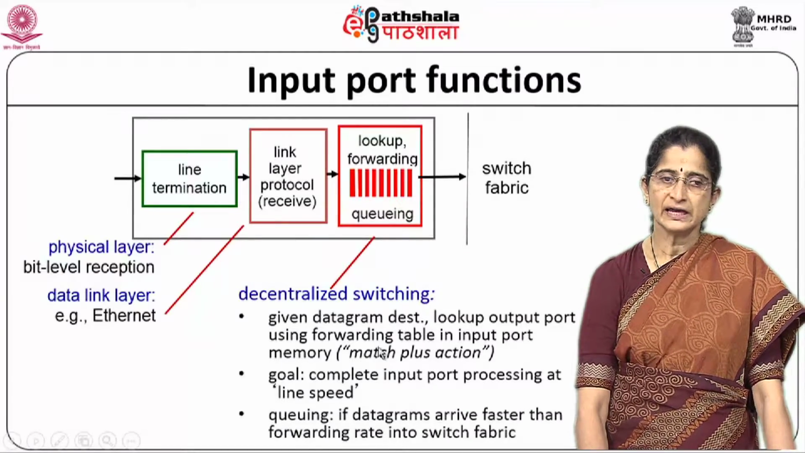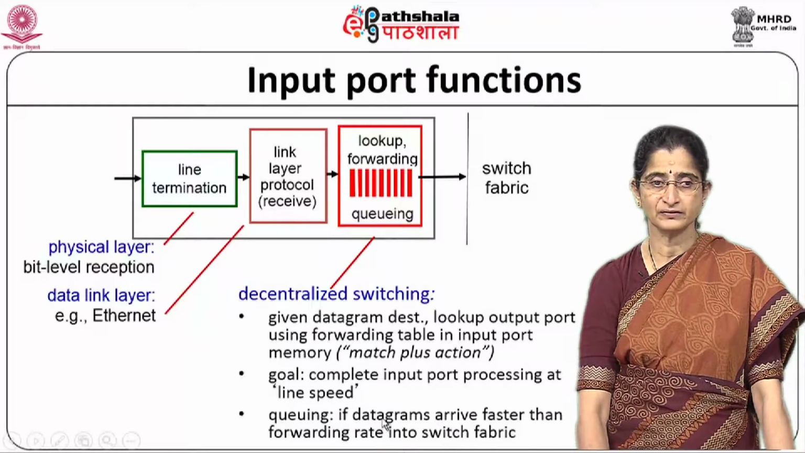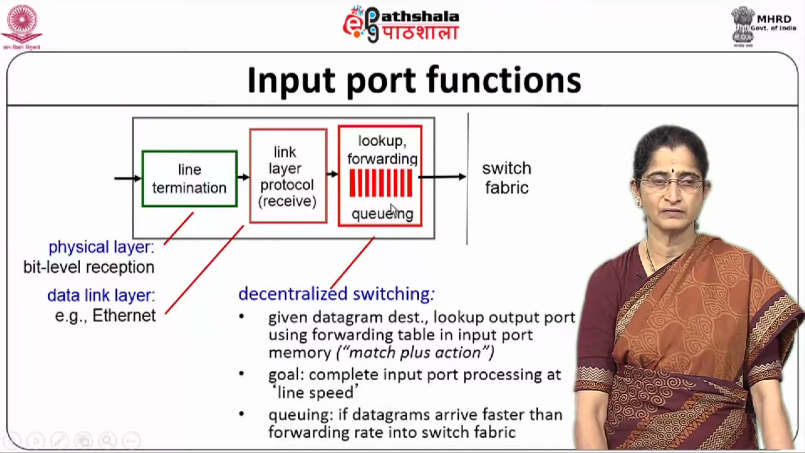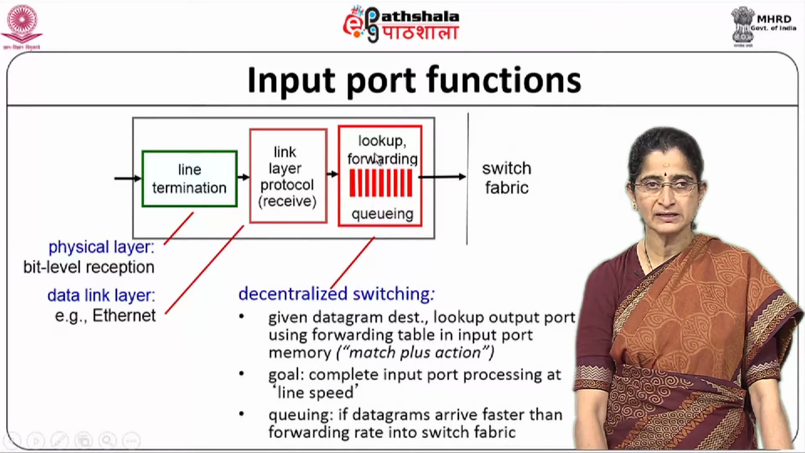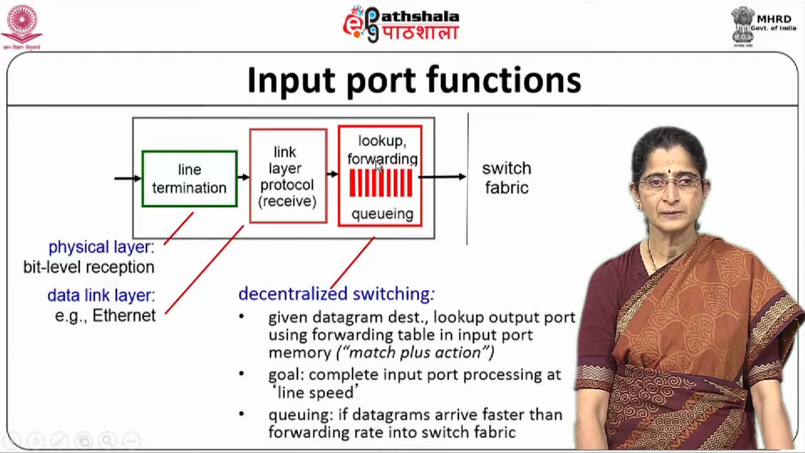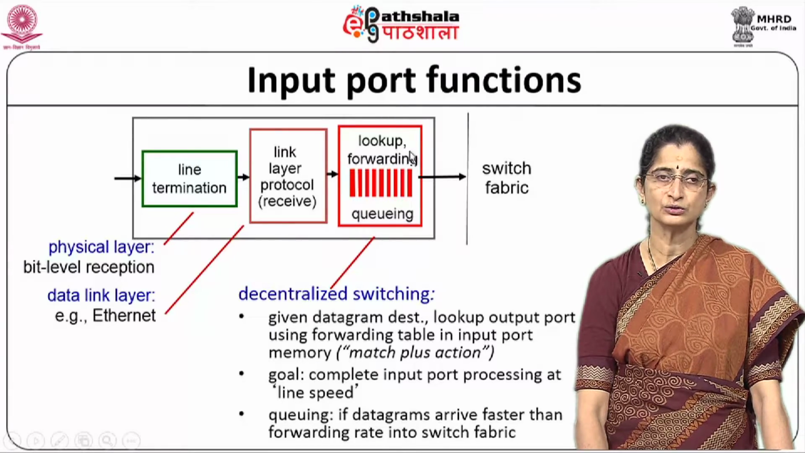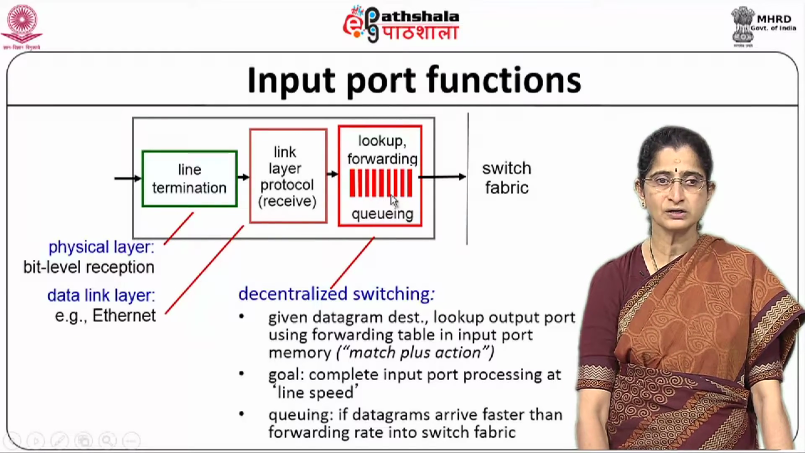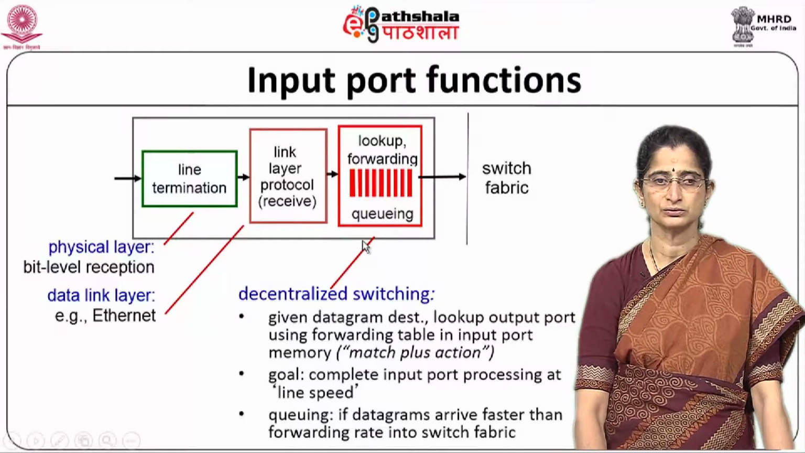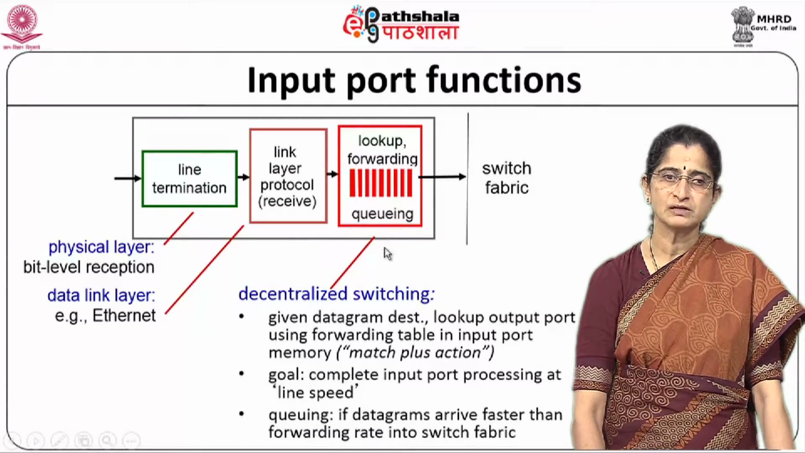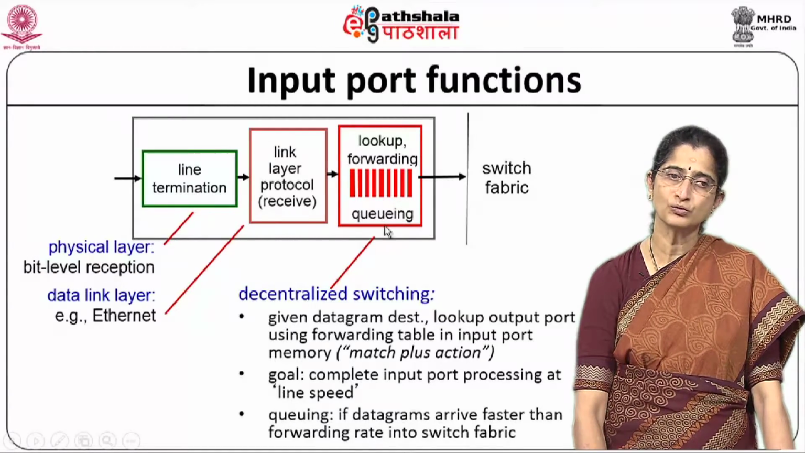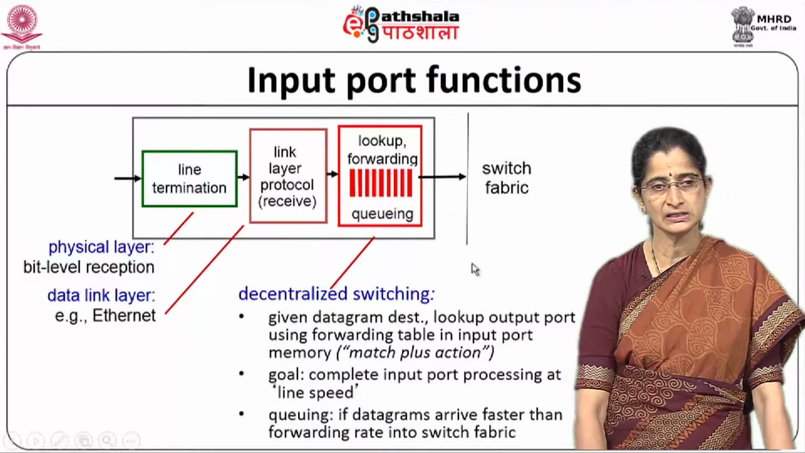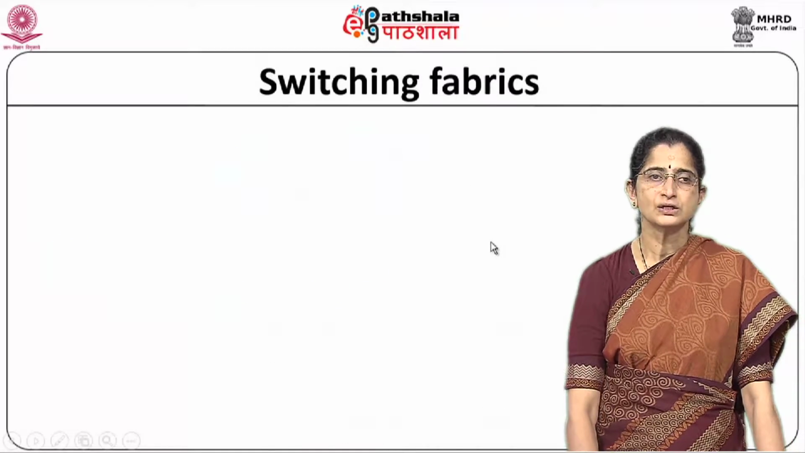If the datagrams arrive faster than the forwarding rate, then we will have to queue them, which is why you have a queuing function over here. Ideally, if you are working at the link rate, you will be able to directly do the lookup and forward immediately. But if this process takes a little more time, then it will get queued. So, one of our goals will be to reduce the amount of queuing, or do the queuing in such a manner that it does not cause any performance bottleneck. That is what we have to be looking at. So, that is about the input port.